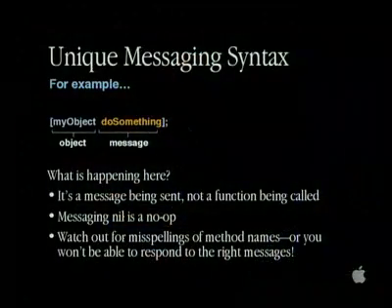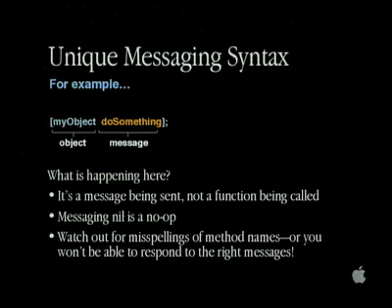Here's what you've all been waiting for, the unique Objective-C syntax. It starts with a left bracket, and then the object that we're going to send a message to, and then the message name, followed by a closing bracket and a semicolon. So in this case, my object is the object we're sending a message to, and do something is the message we're going to send.